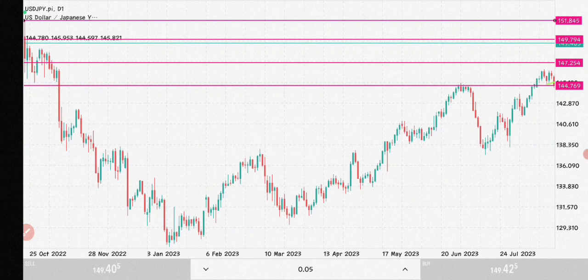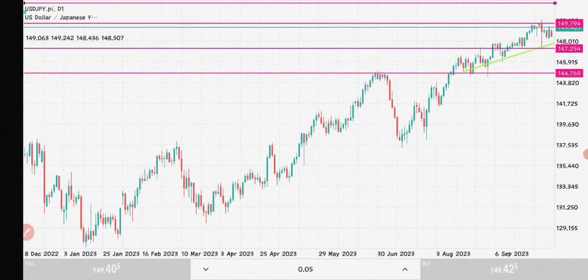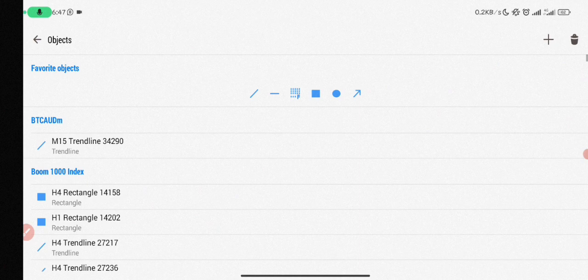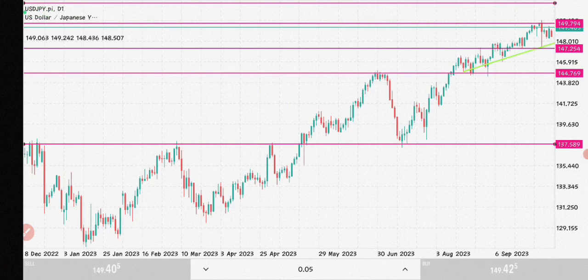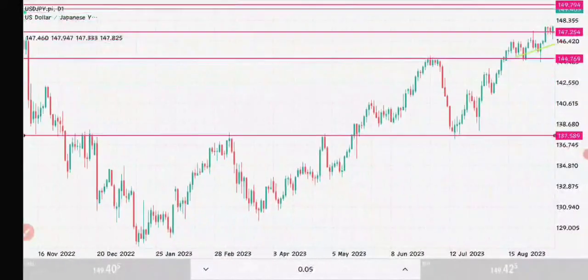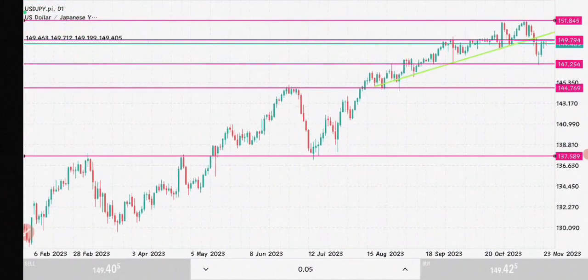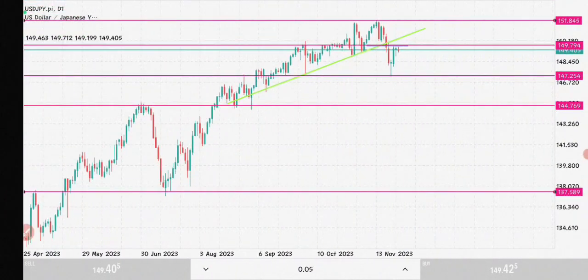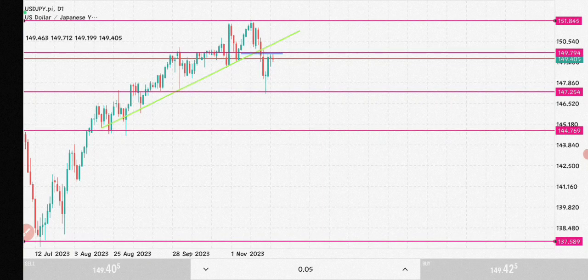So I just did a small work by adding some levels to it for us to know the different zones where we can buy or sell, or the resistance or support zones, because those are the major things that the market respects all the time.